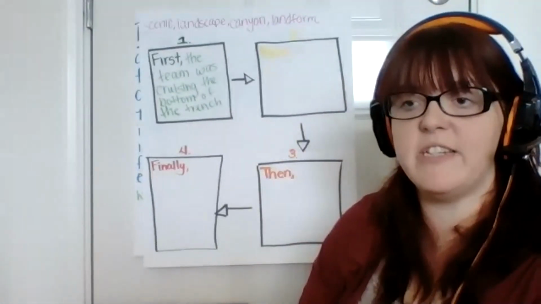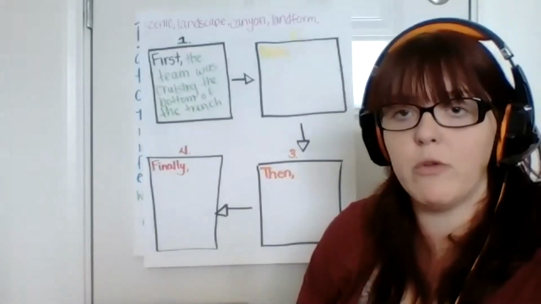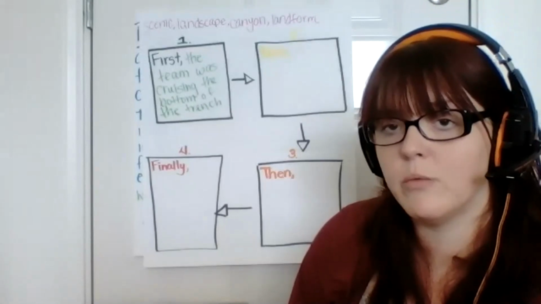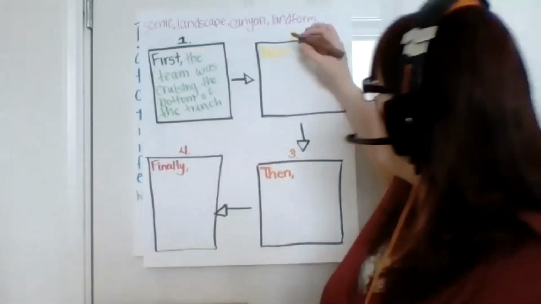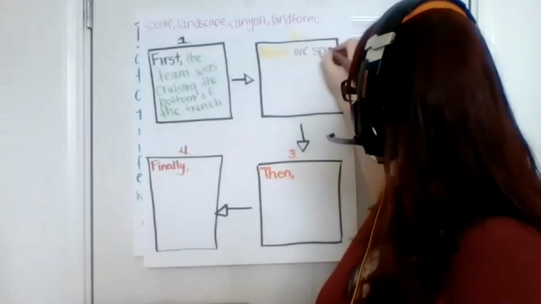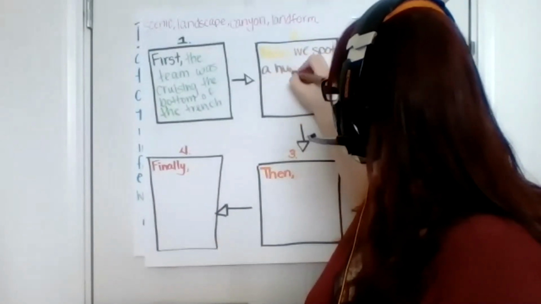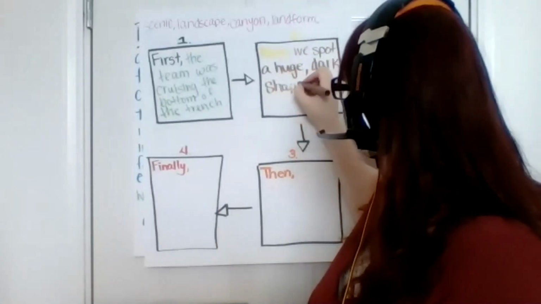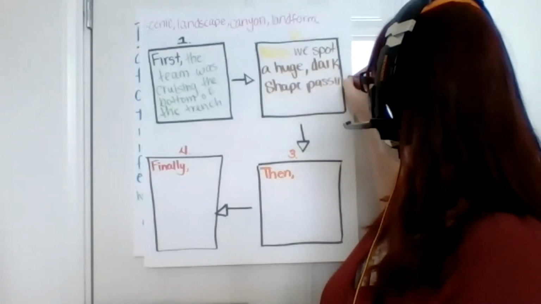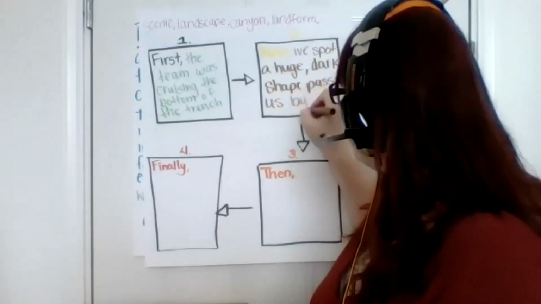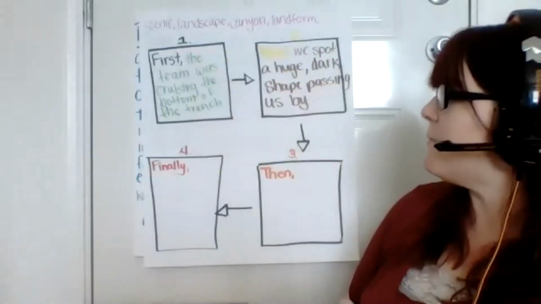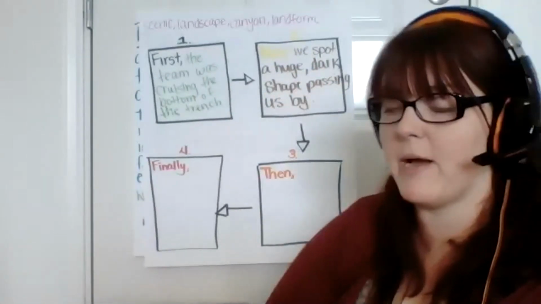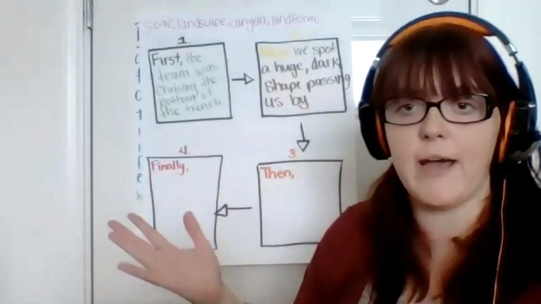We're discovering something mysterious. If you think of a movie or a book that you read, maybe you pass by a huge dark shape and you wonder what it is. Next, we spot a huge, comma, because I'm listing adjectives, dark shape passing us by. So first the team was cruising the bottom of the trench. Next, we spot a huge dark shape passing us by. Oh no. Then what's going to happen?